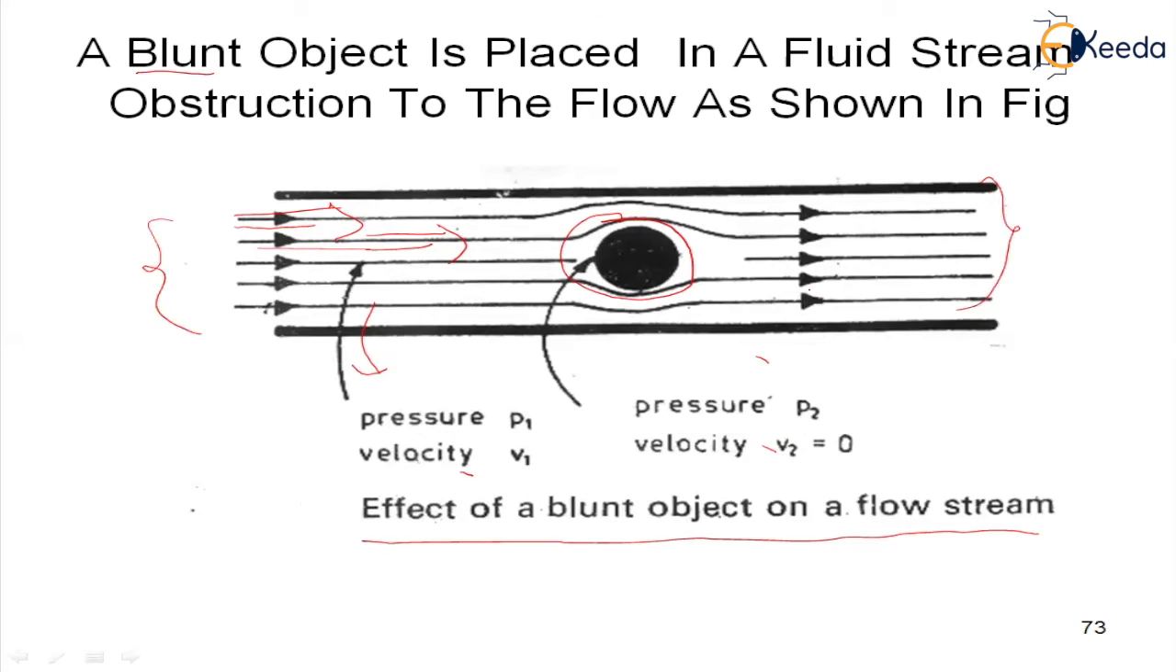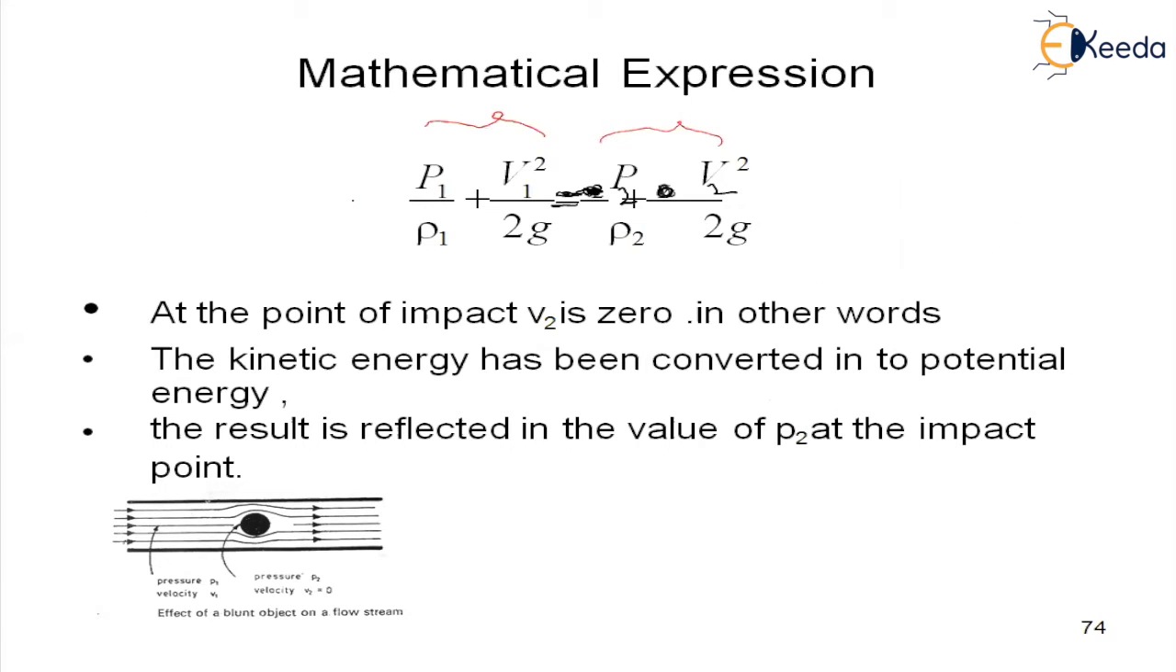Now I am bringing back the equation: P1 by rho 1 plus V1 square by 2g equals P2 by rho 2 plus V2 square by 2g. At the point of impact, V2 becomes 0, my dear students. Whenever the liquid impacts the blunt object, V2 becomes 0. In other words, the kinetic energy has been converted into potential energy, and this is reflected in the value of P2.